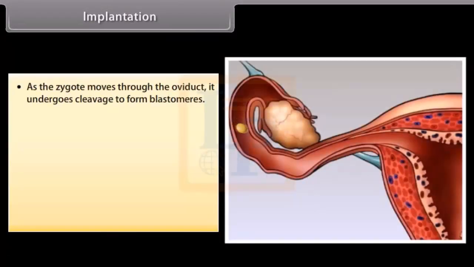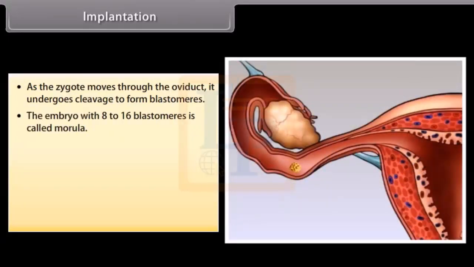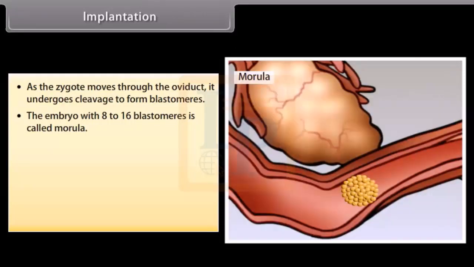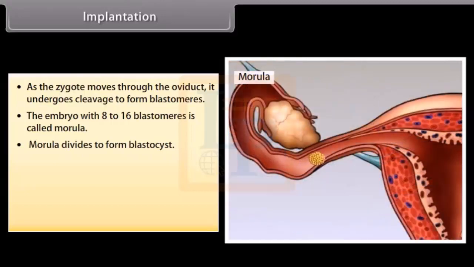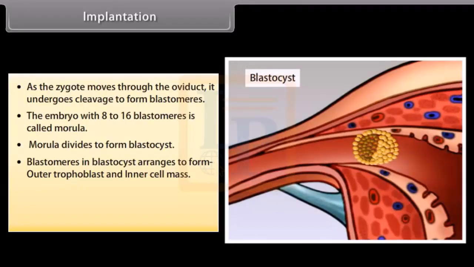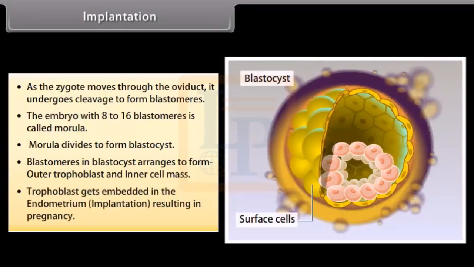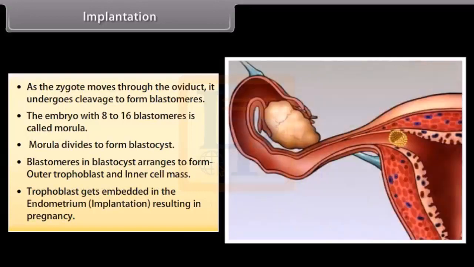Implantation. As the zygote moves through the oviduct, it undergoes cleavage to form blastomeres. The embryo with 8 to 16 blastomeres is called a morula. Morula divides to form a blastocyst. Blastomeres in the blastocyst arrange to form an outer trophoblast and an inner cell mass. The trophoblast gets embedded in the endometrium, called implantation, resulting in pregnancy.